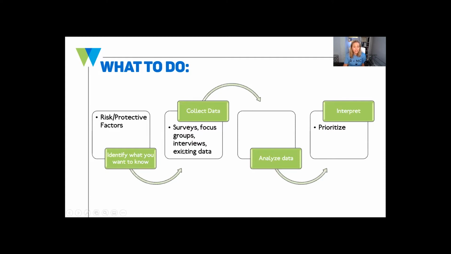This may be surveys, this may be focus groups, this may be interviews, this may be just going and looking at existing data that's out there. You're going to analyze it using your team, and then you're going to interpret it. So once you get all this data back, you have to say, well, we can't do all of this, so what are the areas that we want to prioritize? And remember, the areas we're going to prioritize are those that are changeable and that we can feasibly change.